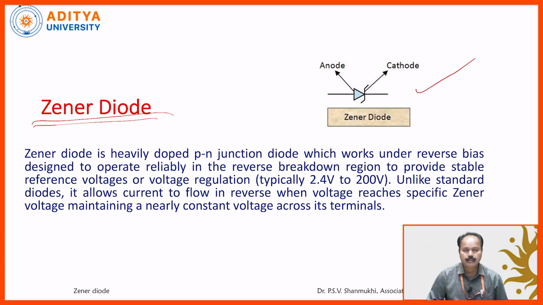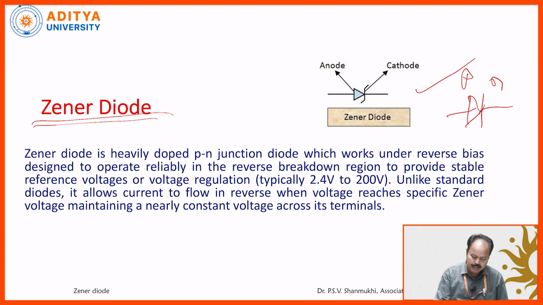This is the circuit symbol for the Zener diode. For an ordinary diode, we just draw the P type and N type semiconductors. Here also the P region and N region are there, and a little bit of a Z-shaped bend is given. This is the circuit symbol for a Zener diode.